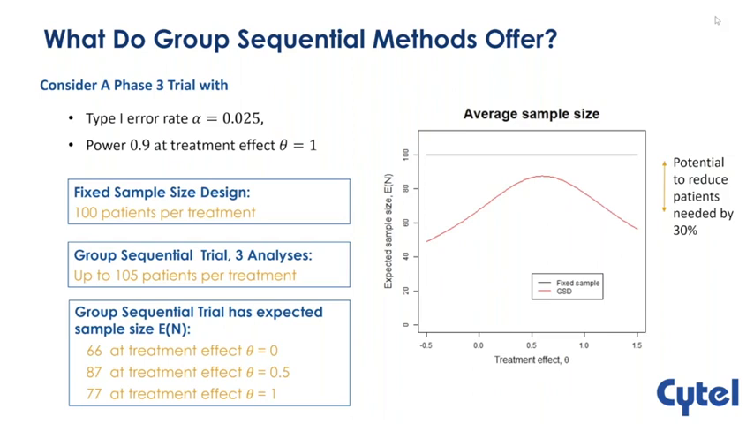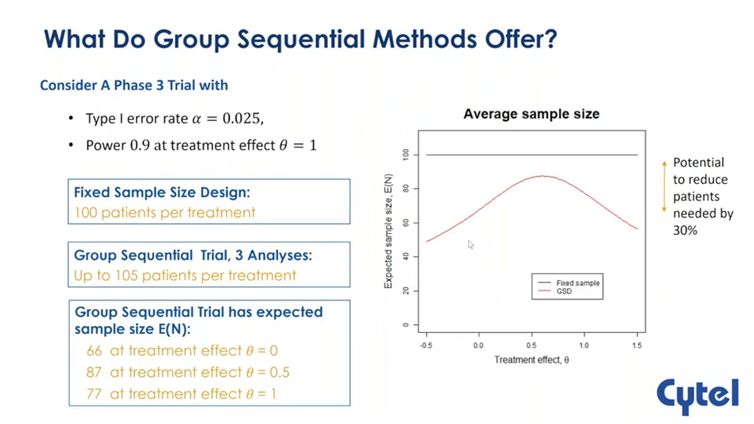Well, we'll have a slightly higher maximum sample size, say 105 patients per treatment, but we'll typically stop before that. In the plot, you can see the horizontal line is the sample size of 100 for the fixed sample design. The red curve is the average sample size, which does depend on the true treatment effect, theta. In the case of theta equals 1, which is where we set our power of 0.9, we've got an expected sample size of 77.